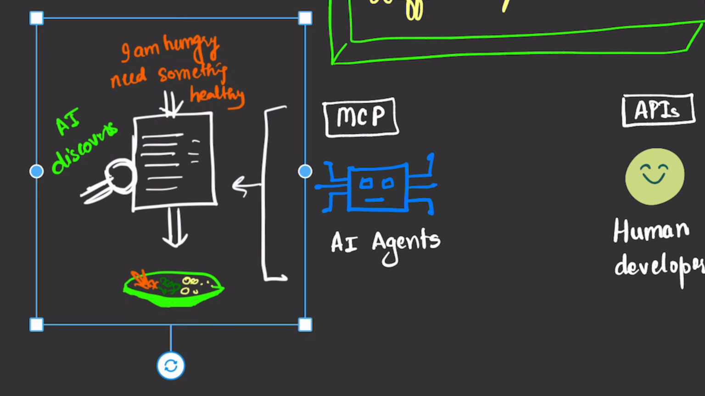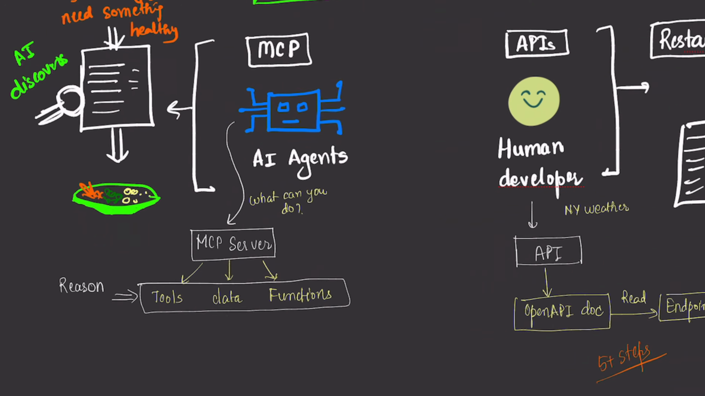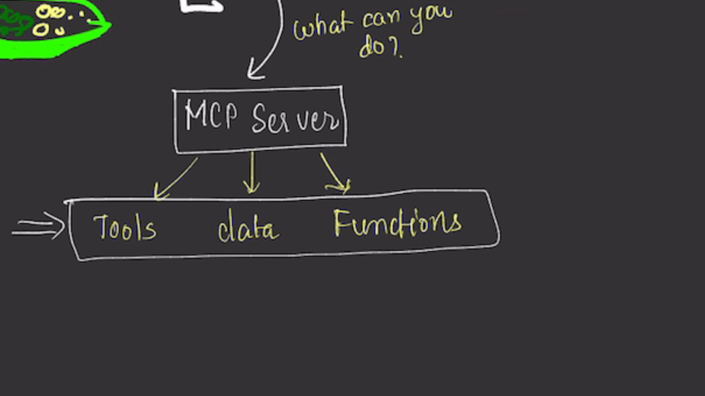Now, MCP flips this completely. With MCP, an AI agent connects to an MCP server and asks, "What can you do?" The server responds with a manifest of its available resources. That's data, tools, and functions. The AI can then reason about this information and decide which tools to use and in what sequence to complete a specific task. No pre-written code, no manual integration. The AI agent figures it out.